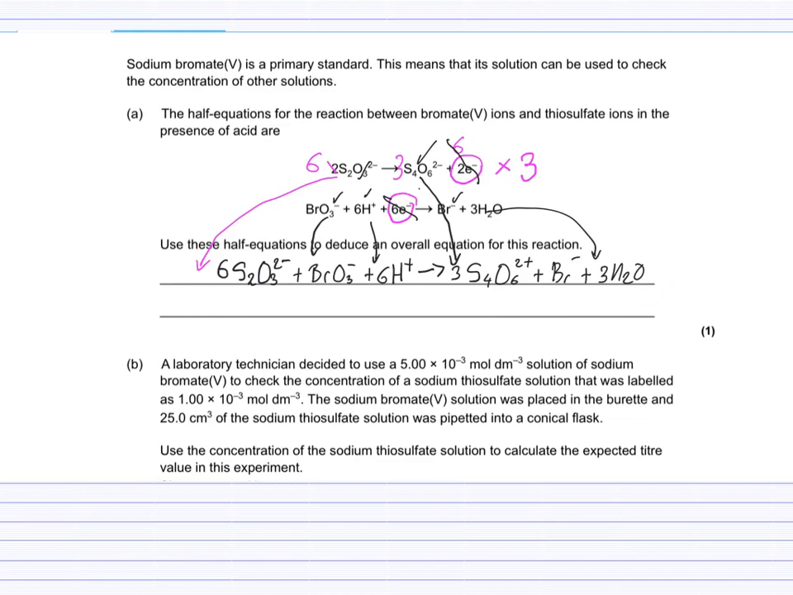We can now check that this equation works because we can balance the charges. On this side we've got 6 times minus 2, which is minus 12, plus an overall minus 1 plus 6. And on this side, 3 times 2 minus is minus 6, minus 1 from the bromide ion here. So the overall charge on this side is minus 7 and the overall charge on this side is minus 7, so your equation is balanced.